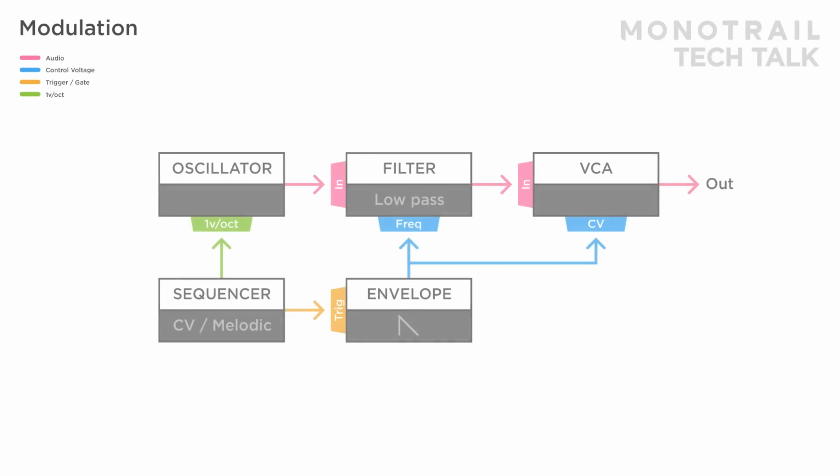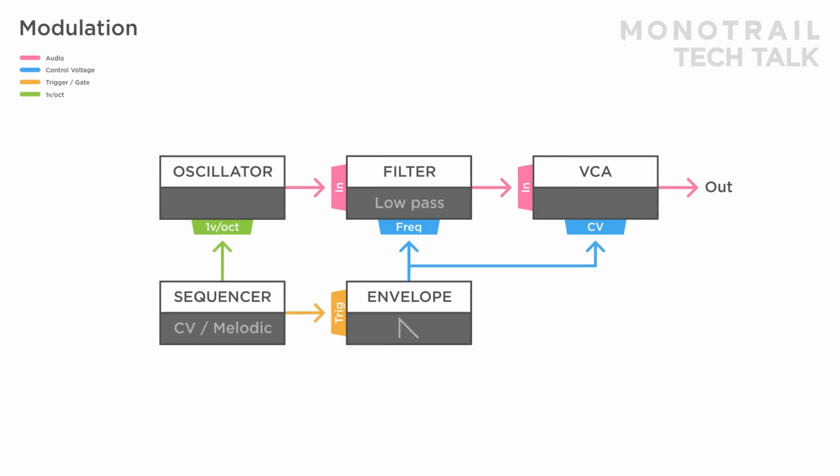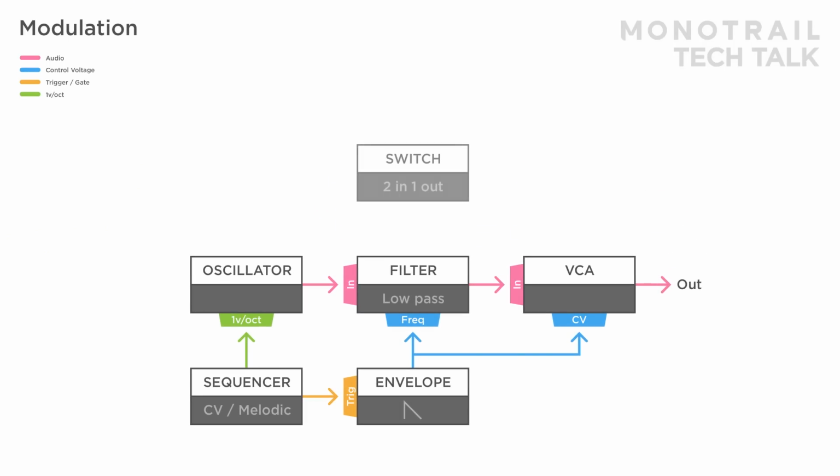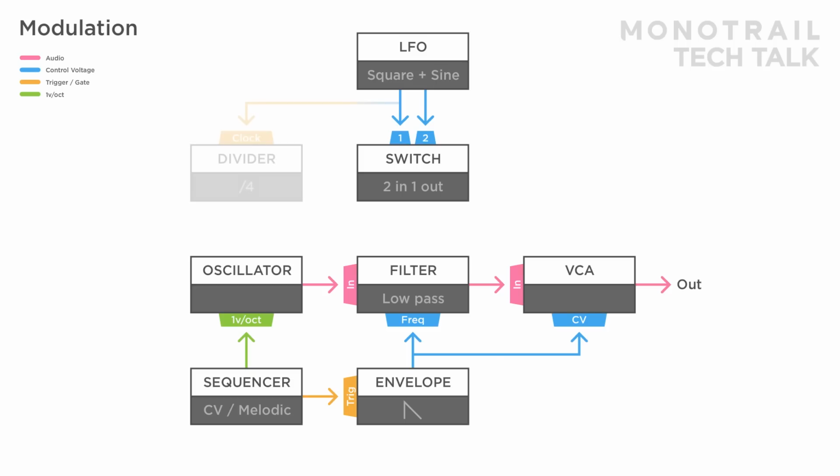These concepts can be approached in reverse as well. Here's a simple voice with a 2-in, 1-out switch. A single LFO is used to send a square and sine wave to the inputs of a switch, and a copy of the square is used to drive a divider. A divide by 4 is used to control the switch, alternating between the square and the sine modulating the filter. Because the LFO isn't synced in this setup, this creates nice stuttering delay-like modulation.